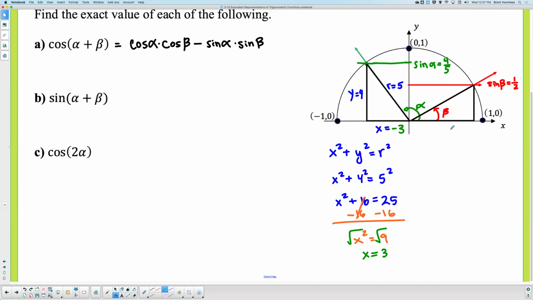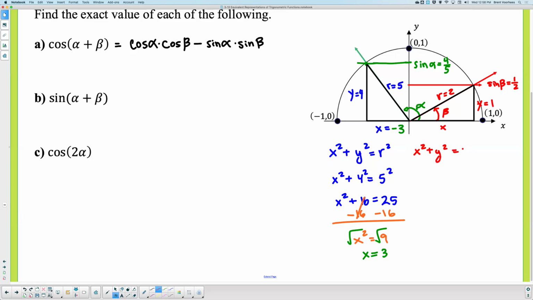Now I'm going to go do triangle B. What do I know about triangle B? I know the y value. What's the y value? 1. What's the r value? What am I missing? X. How do I find the x?